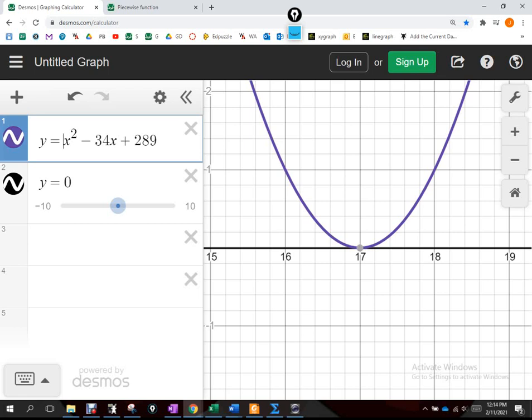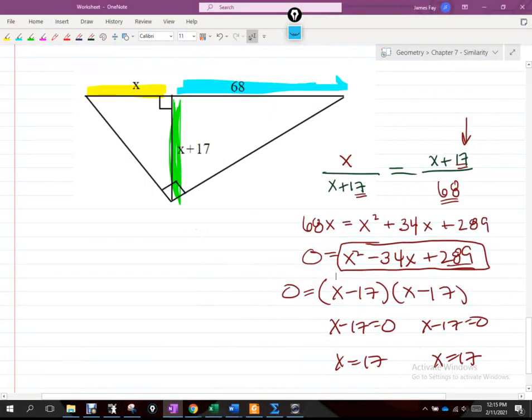It's the x value of those two graphs. So here we get 17. Now, the reason it shows me 17 twice in my work is because we call that a double root, meaning that we touch the x-axis at that spot and go up. We call it being tangent to the x-axis.